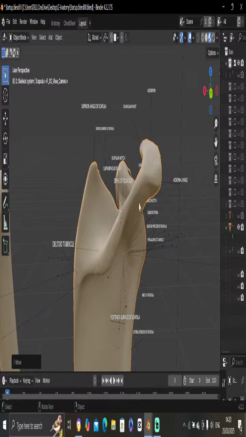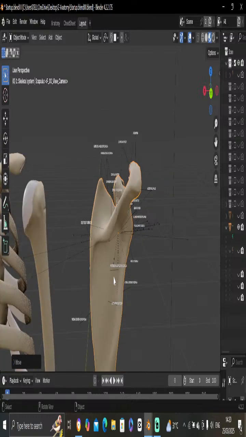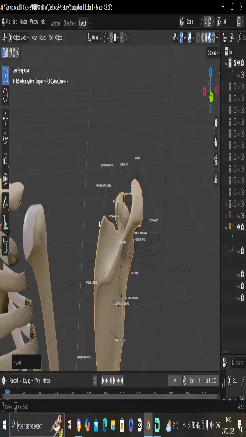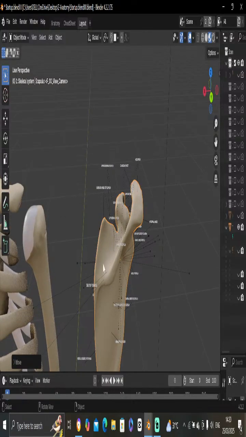The spine of the scapula divides the posterior surface into two unequal fossae. The fossa above the spine is known as the supraspinous fossa. We can see it from here. This is the supraspinous fossa, and it is the point of origin for the supraspinatus muscle.